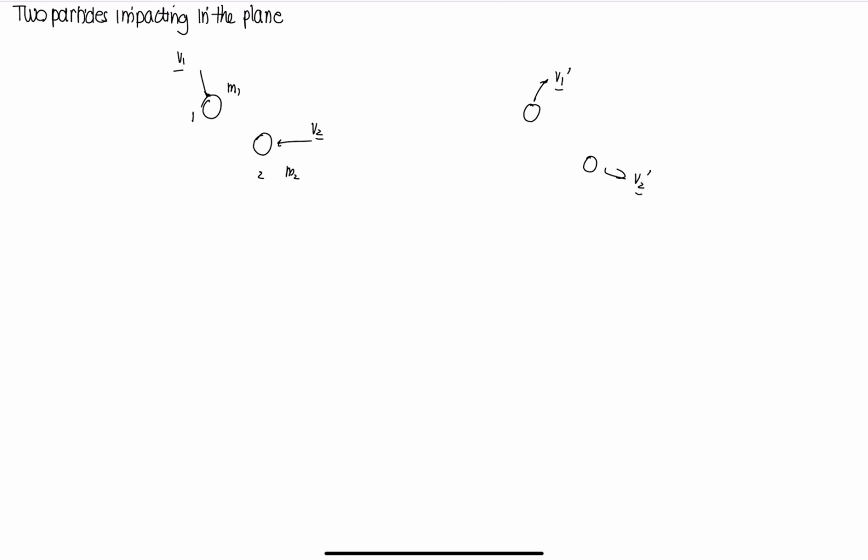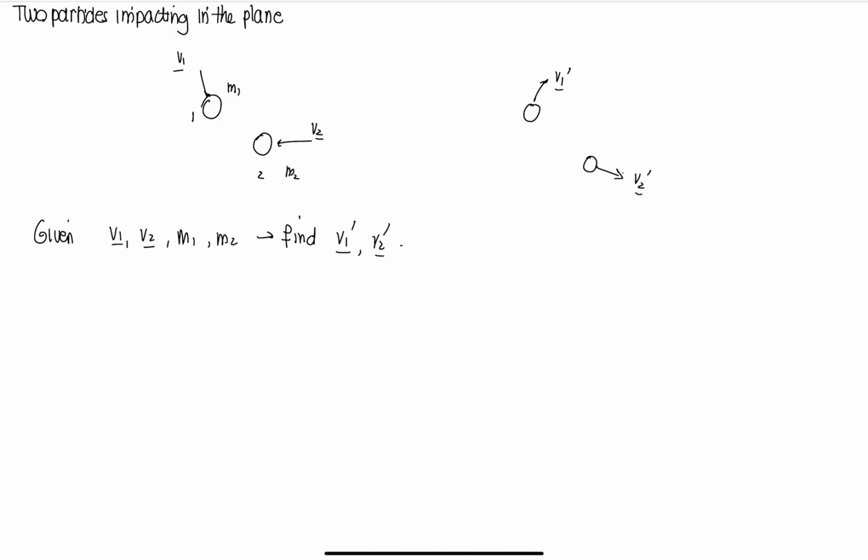Given the pre-impact velocities of the particles, we want to determine their post-impact velocities. Given v1, v2, m1, m2, find v1 prime, v2 prime.